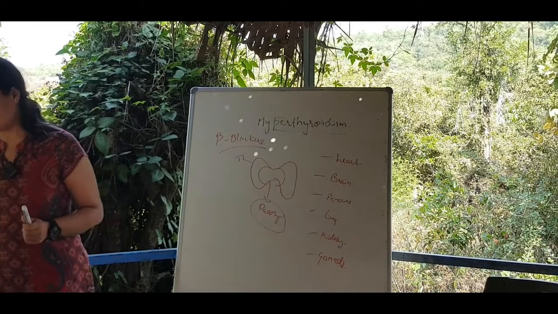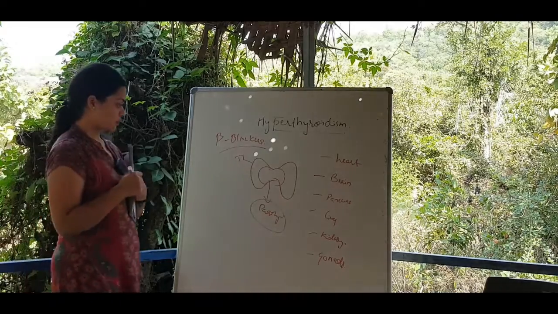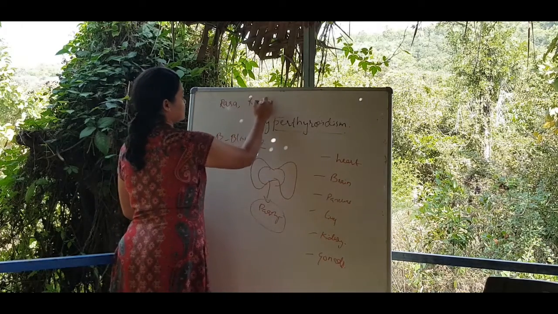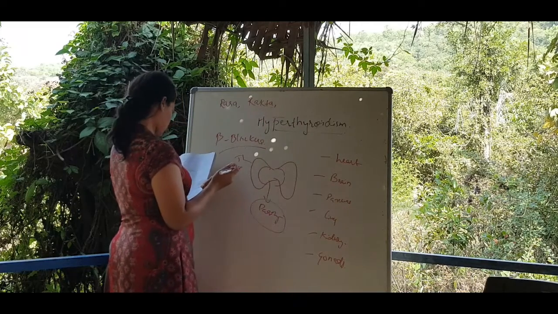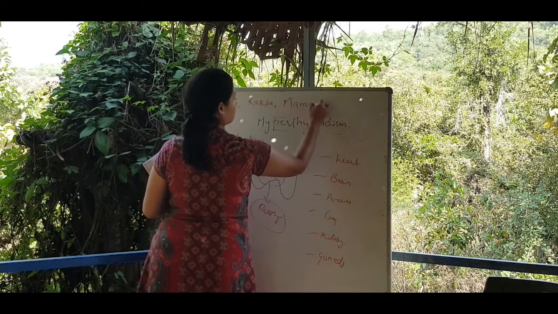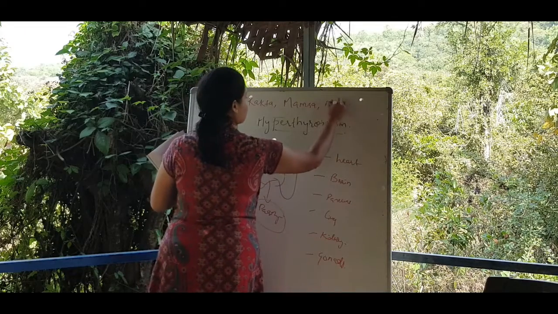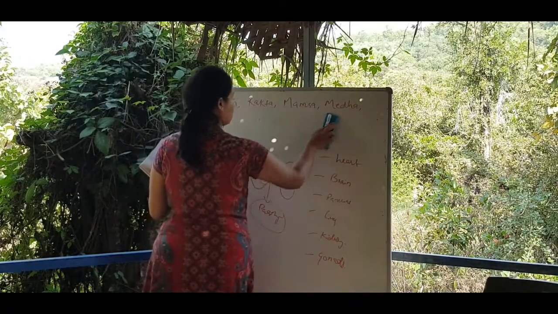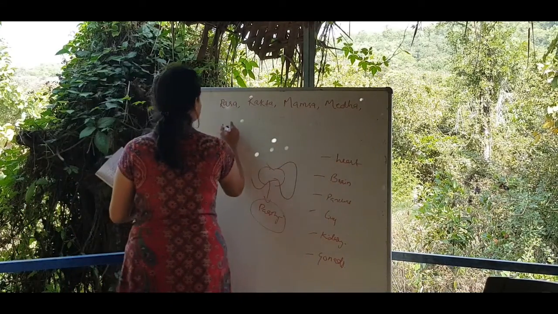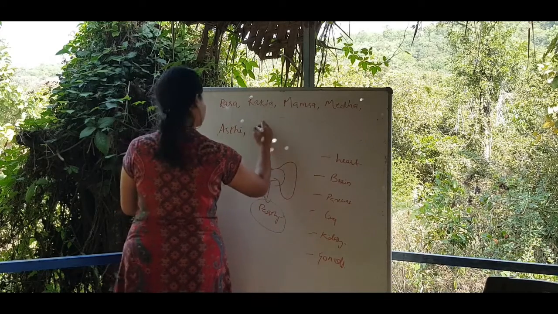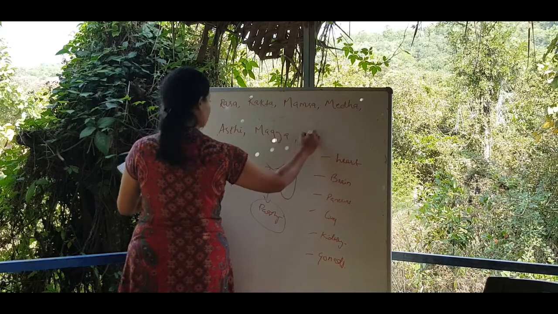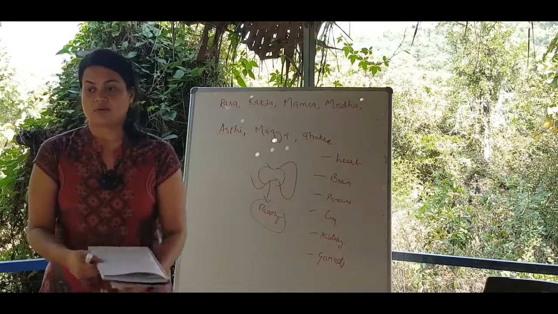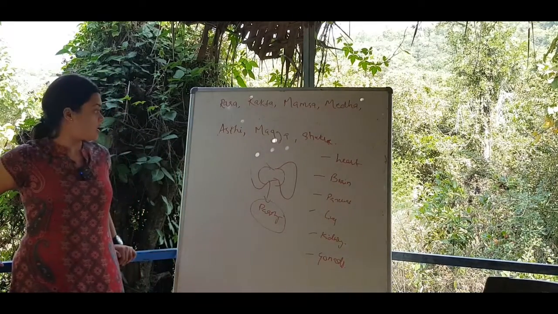Dhatu Agnis, we have 7 dhatus. Ayurveda mentioned 7 types of dhatus: Rasa, Rakta, Mamsa, Medha, Asthi, Majja, Shukra. Clear? Rasa, Rakta, Mamsa, Medha, Asthi, Majja, Shukra.